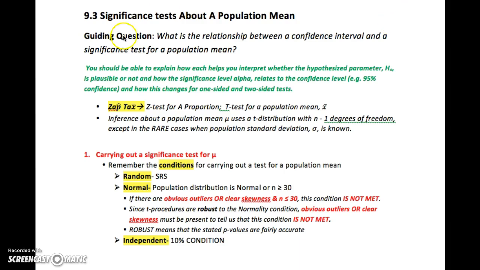So ZAPTAX, remember our little acronym: Z for proportion, T for sample mean. That's because we usually don't know the actual standard deviation for a sample mean, whereas we can calculate it with a proportion. So we have to use a different standardized statistic, so we use T instead of Z. Keep in mind the differences between the conditions for those, because we're dealing with not a proportion, and that a T statistic changes with sample size, so we use degrees of freedom, which is the sample size minus 1.